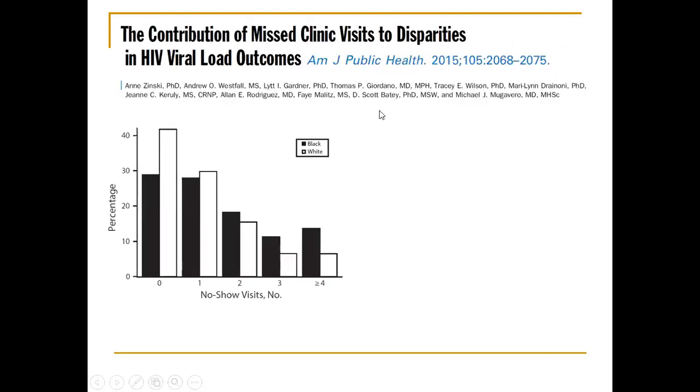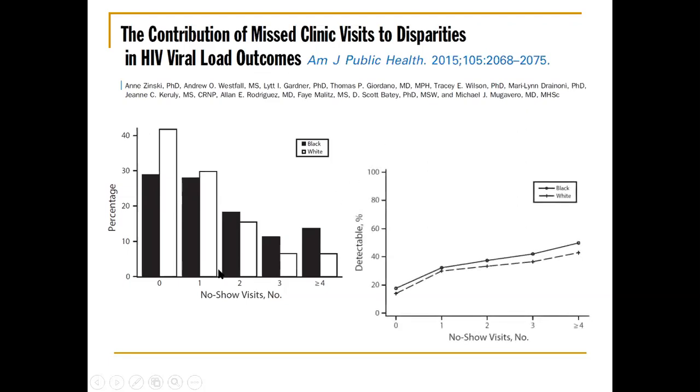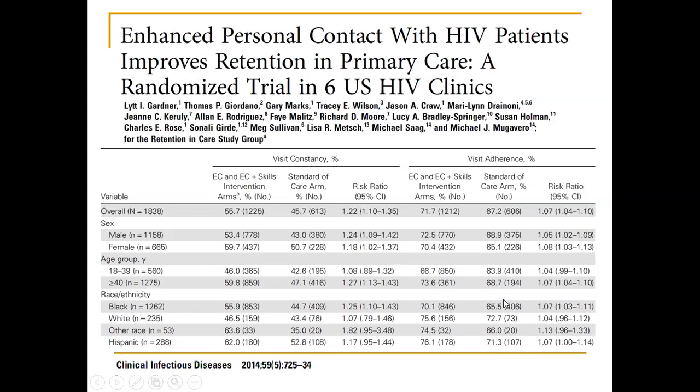Ann Zinsky followed up, this was with a CDC study with 10,000 individuals, and similarly found there were more missed visits among Black, African American patients than white patients. But when you stratified by number of missed visits and viral suppression or viral control, it was almost superimposable. So sure, one group is having more missed visits than another, and we haven't dug deep at this point into why, but when you superimpose these things, there's really no difference in viral suppression when you control for this mediating variable.